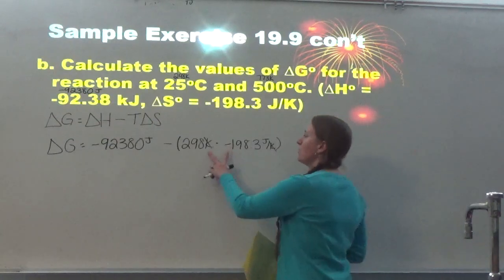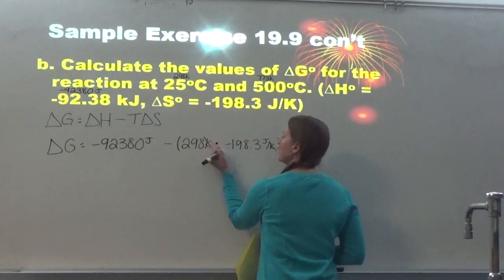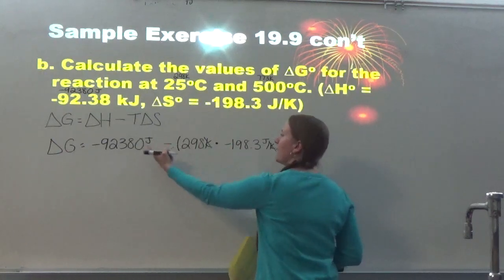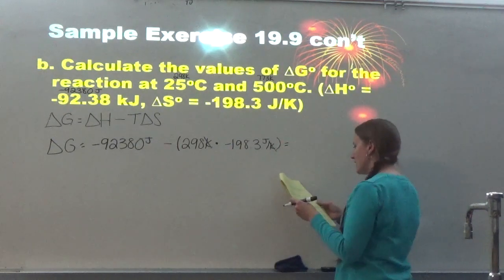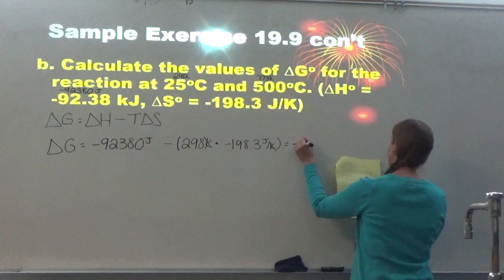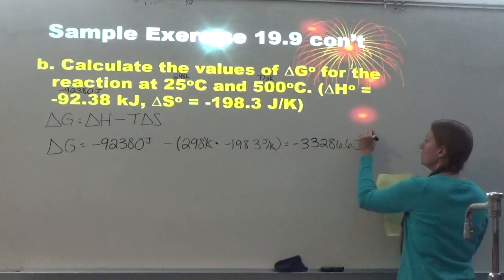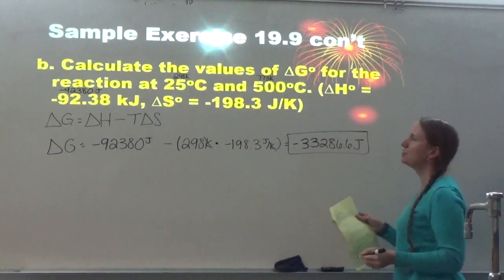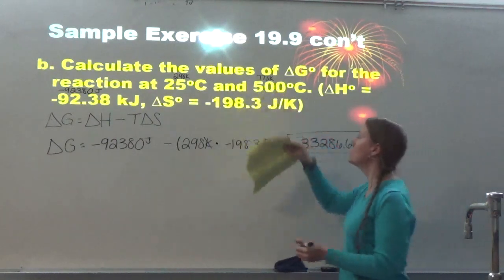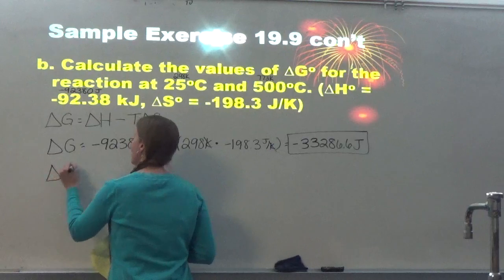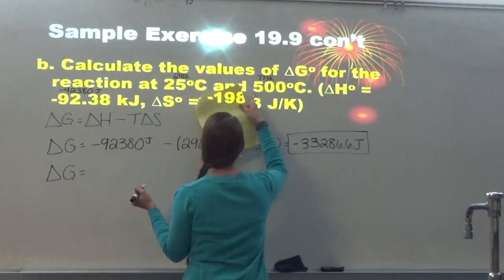So I multiplied these two. Notice I have a multiplication sign here. This isn't me subtracting. And then I subtracted from that, and so I got negative 33,286.6 joules. So that is my delta G at 25 degrees Celsius. But notice it wants me to do it for both. So then I just do delta G at 500 instead.